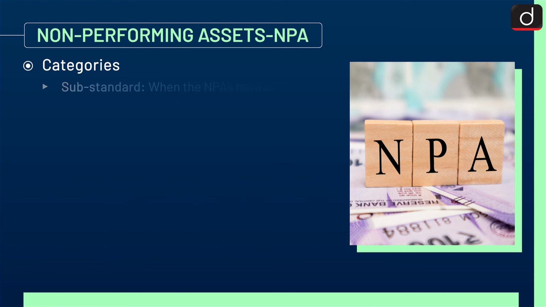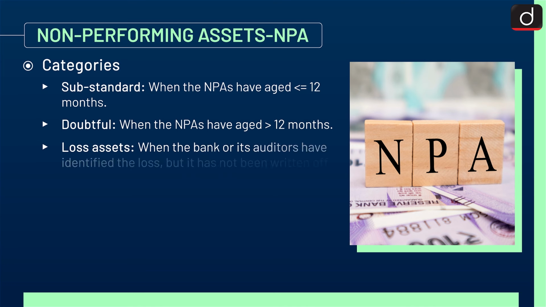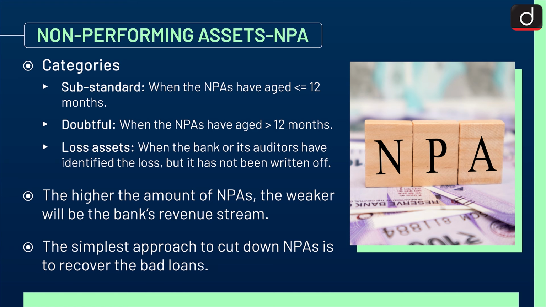Categories are substandard, when the NPAs have aged less than or equal to 12 months; doubtful, when the NPAs have aged greater than 12 months; and loss assets, when the bank or its auditors have identified the loss but it has not been written off. The higher the amount of NPAs, the weaker will be the bank's revenue stream. The simplest approach to cut down NPAs is to recover the bad loans.